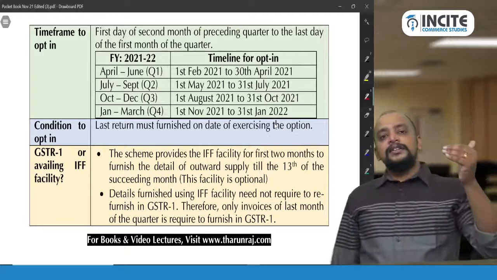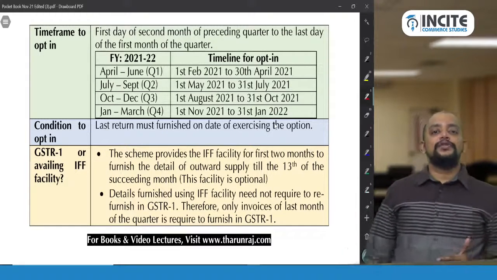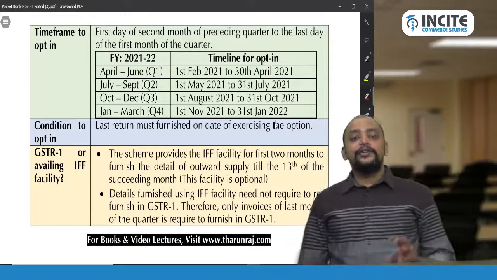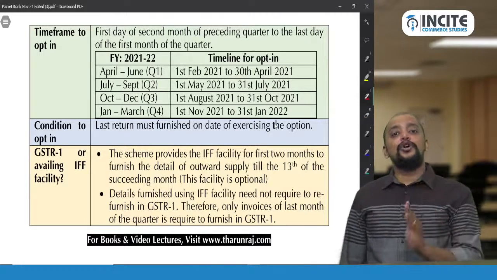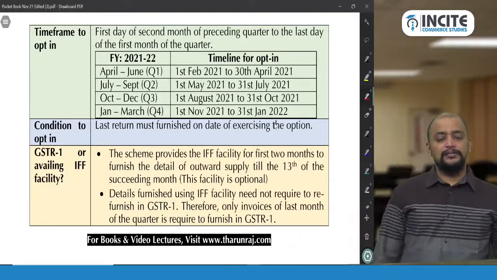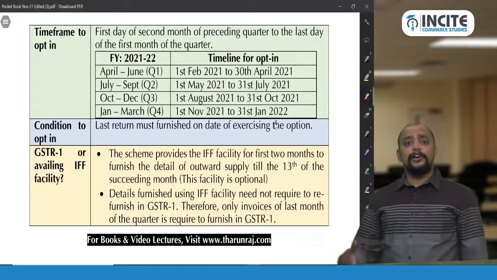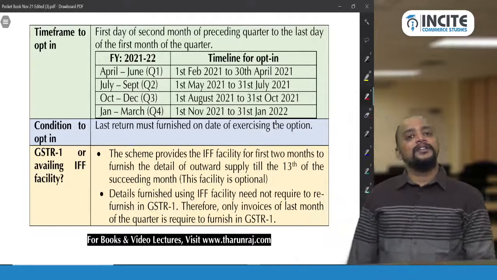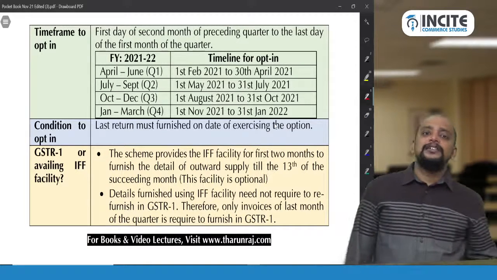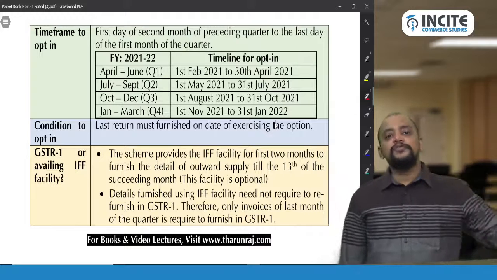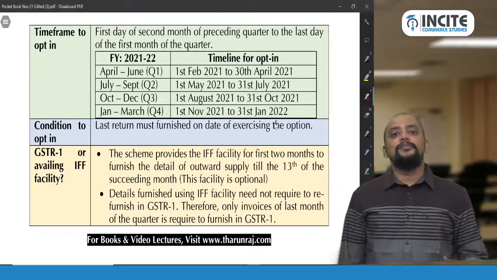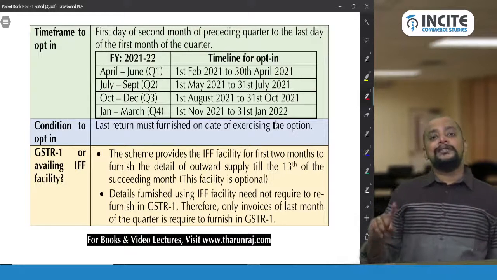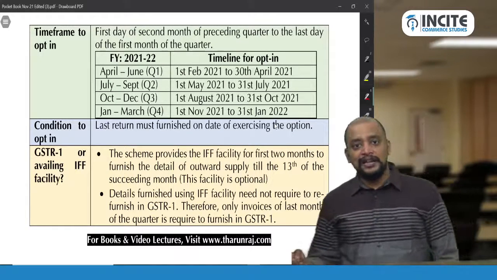So suppose you want to enter into QRMP for a particular quarter, October to December. You have a time limit till October 31st, the end of that month, because thereafter you cannot, as you have to file the returns under the normal scheme. So October 31st. Okay. So before that, 2 months before means what? 2 months before the beginning of the quarter. So you remember, 2 months before the beginning of the quarter, 1 month after the beginning of the quarter.